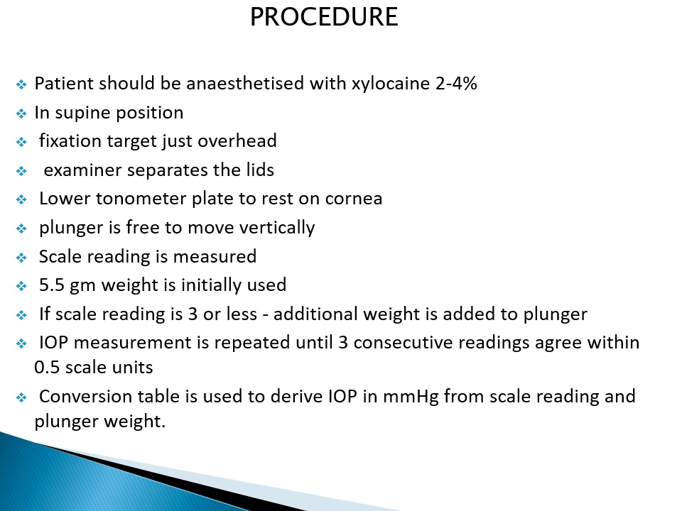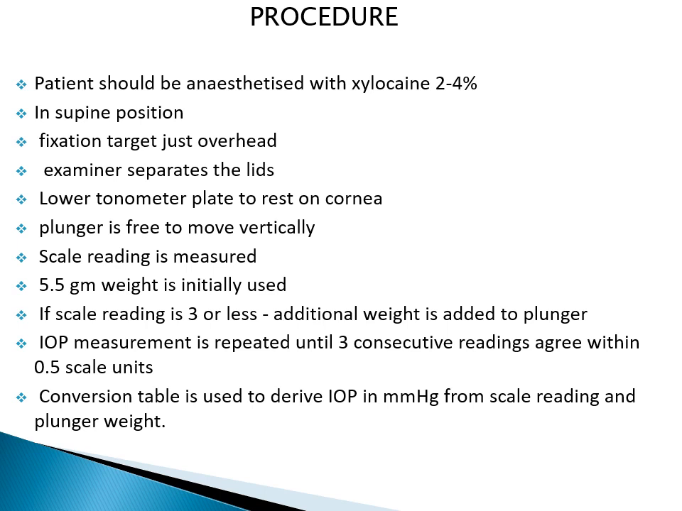With the patient in supine position, looking up at a fixation target, while the examiner separates the lids, you lower the tonometer plate to rest on the cornea so that the plunger is free to move. The 5.5 gram weight is initially used. If the scale reading is 3 or less, additional weight is added.